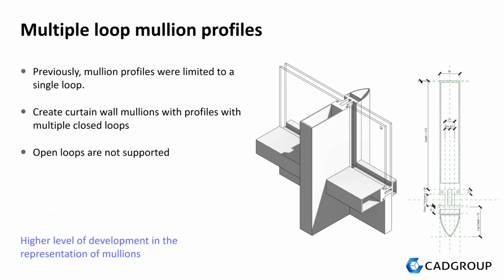So multiple loop Boolean profiles. In previous versions, we have seen that creating multiple loops will prompt an error. This could prevent users from creating a detailed representation of Booleans. In Revit 2025, curtain wall Booleans now support profiles with multiple loops, including voided profiles. However, Boolean profiles cannot have open loops. In conclusion, this advancement allows for a higher level of development in representing Booleans with curtain walls.